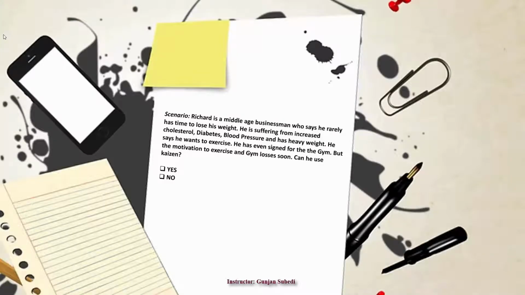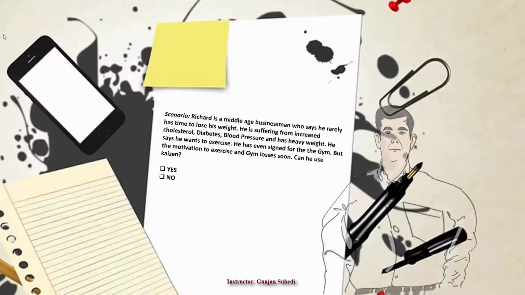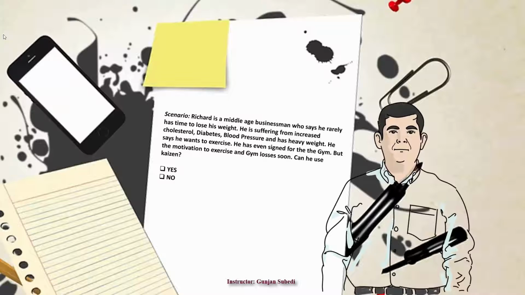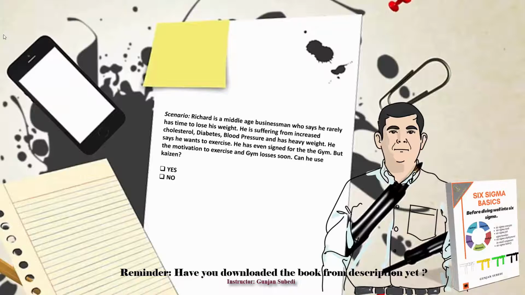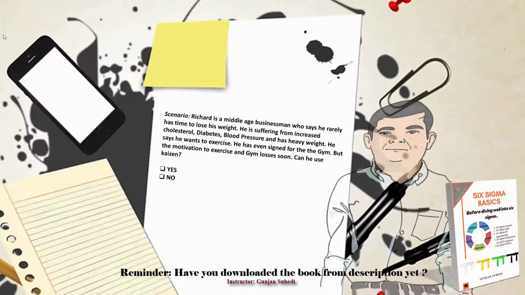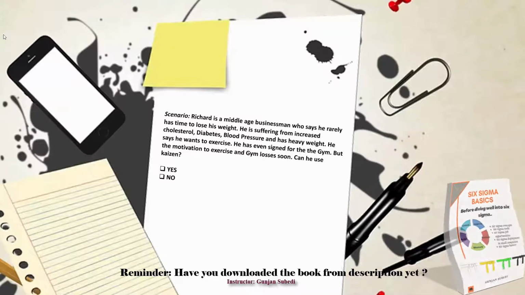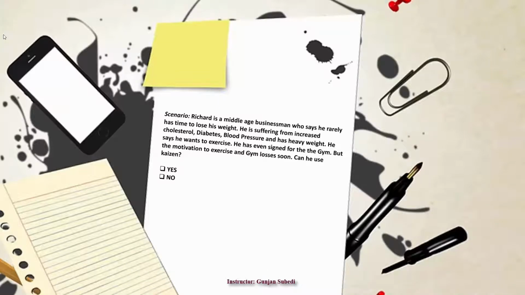Richard is a middle-aged businessman who says he rarely has time to lose weight. He is suffering from increased cholesterol, diabetes, blood pressure, and he has heavy weight. He says he wants to exercise. He has even signed up for the gym, but he loses the motivation to exercise and go to the gym rather soon. So in this case, can he use the Kaizen approach? Yes or no? I just took this example because I want to let you know the core principle of Kaizen. You can pause the video now. Okay, let me reveal the answer.